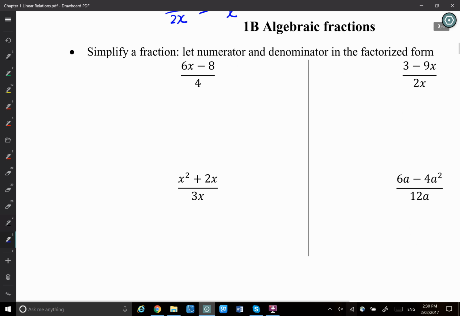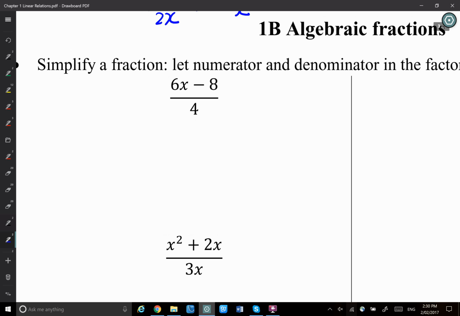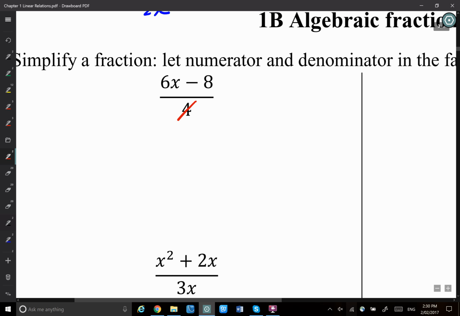Now let's look at the examples we have here. We have 6x minus 8 over 4. We have two terms on the top and a single term on the bottom. Okay, I will do a really wrong method first. Do not copy this, but I see a lot of students do it. 4 and 8, perfect, 2 times. So 1 and 2, like this, and that equals 6x minus 2.